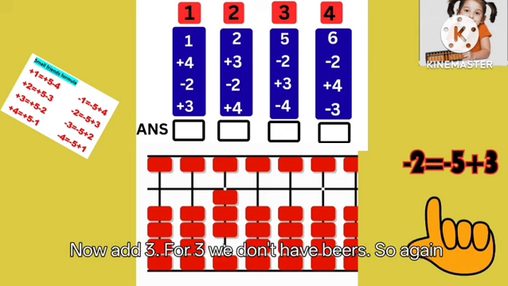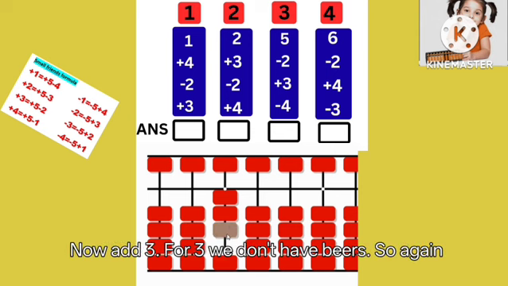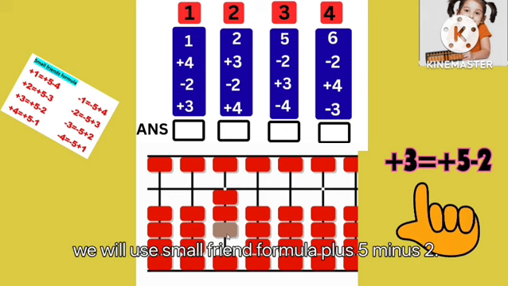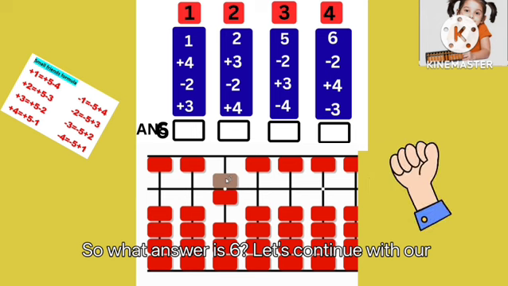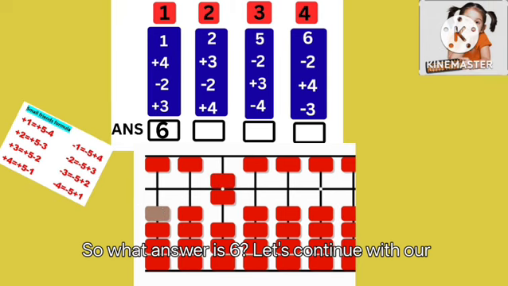Now add 3. For 3 we don't have pairs. So again we will use the small friend formula plus 5 minus 2. So our answer is 6. Let's continue with our second sum.